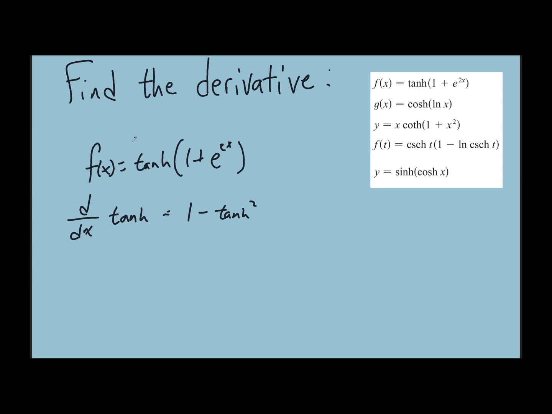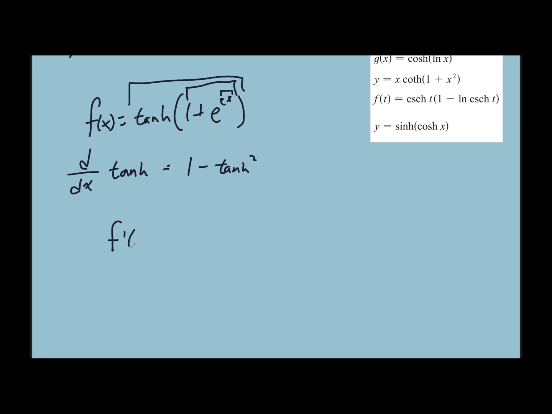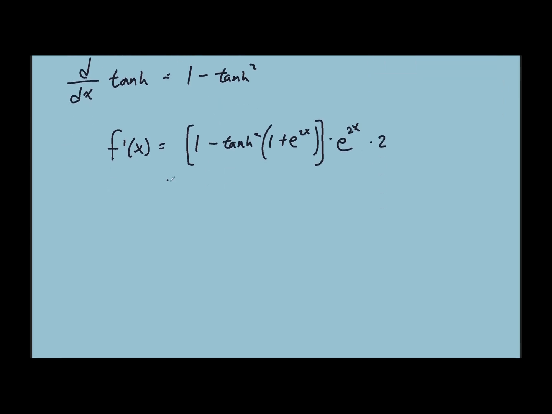And then what have we got? Well, it's going to be just a basic chain rule. Here's our outside function, inside function, more inside function. So the derivative of this, f prime, is going to be 1 minus hyperbolic tangent squared of 1 plus e to the 2x, like that. Chain rule. What's the derivative of e to the 2x? Well, it's e to the 2x. It's itself. But then chain rule times 2. So our answer for this is just going to be 2e to the 2x times 1 minus hyperbolic tangent squared of 1 plus e to the 2x.